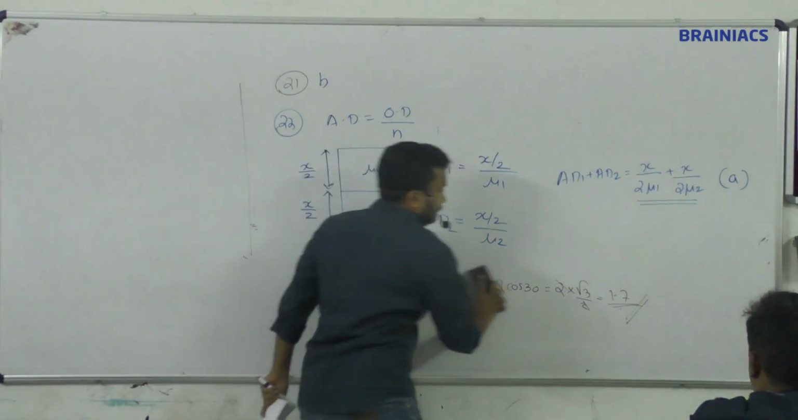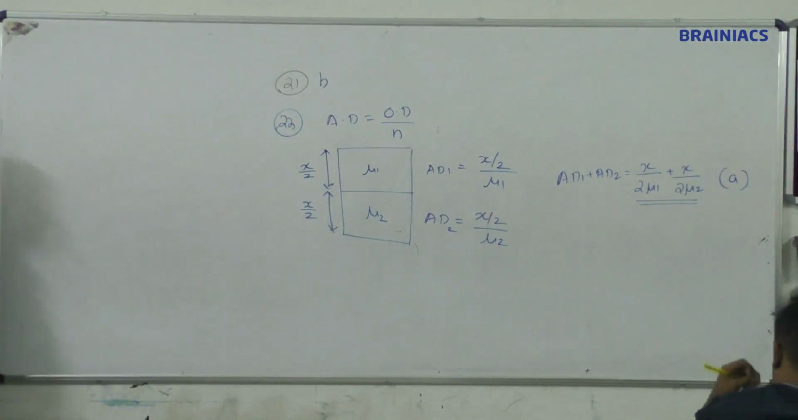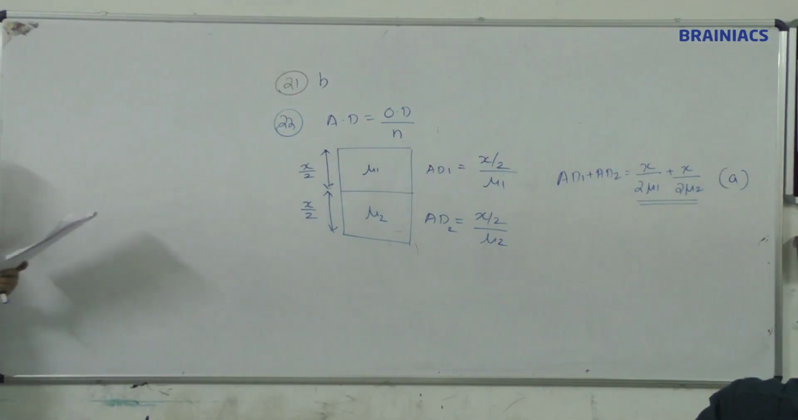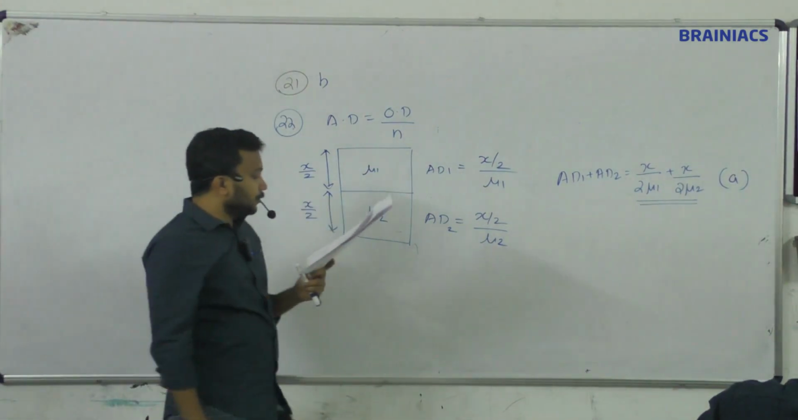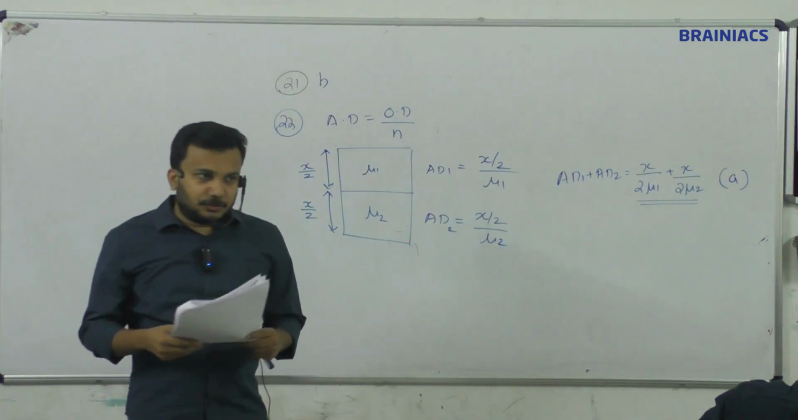So the answer to the question is A: x into (mu1 plus mu2) divided by 2 mu1 mu2. Clear? We'll go to the next question.